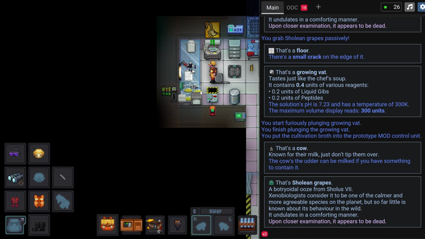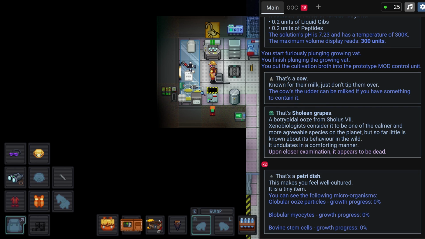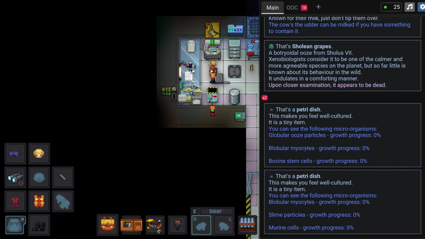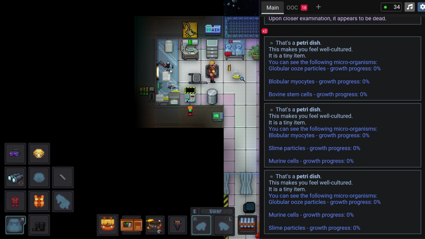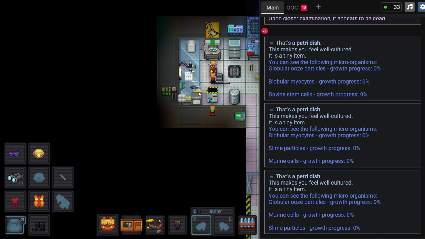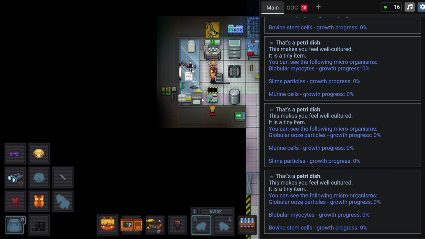Let me check other cells that we have to figure out what else we can use. So this petri dish contains some slime particles. I will definitely want to look into the slimes later, but they contain some other particles, the globular ooze and the murine cells, which are the mouse particles. Let me check if we have any other petri dishes with slimes.